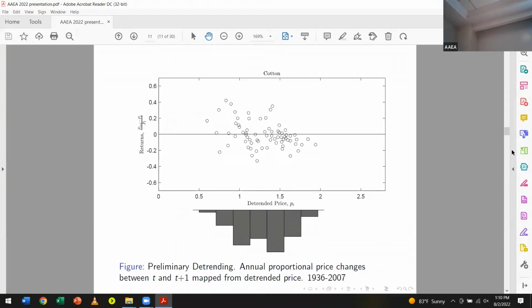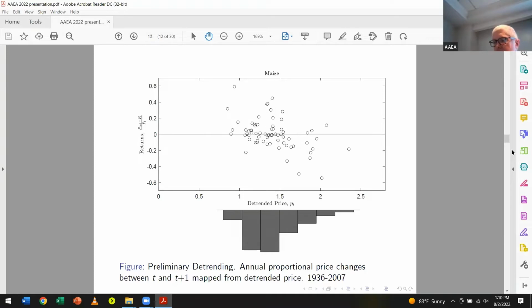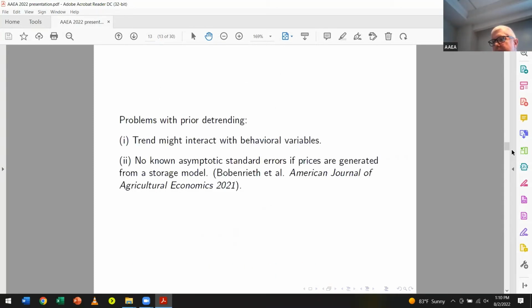for low detrended prices, we still have this nice variation, positive and negative, but for high enough detrended prices, the variation is negative. So here we see evidence of nonlinearity. If you detrend prices, it is pretty much the same with maize. Now this naive detrending we did is complex, because the trend might interact with the economic variables, and we also don't know how to calculate the asymptotic standard errors.